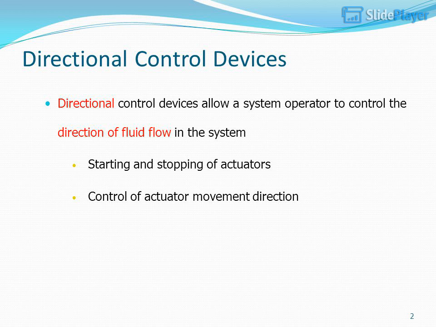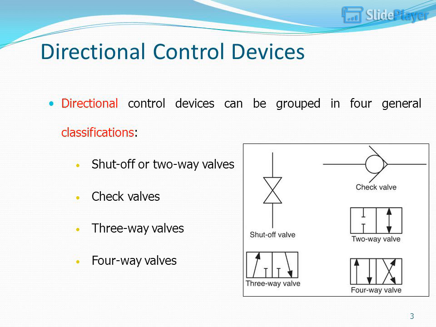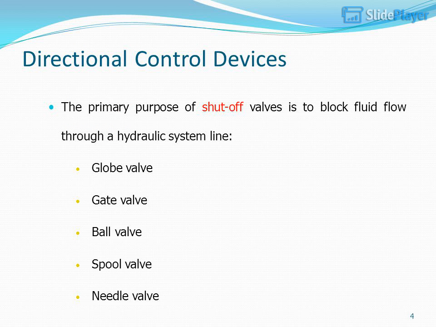Directional control devices allow a system operator to control the direction of fluid flow in the system. Starting and stopping of actuators. Control of actuator movement direction. Directional control devices can be grouped in 4 general classifications: shut-off or two-way valves, check valves, three-way valves, four-way valves.